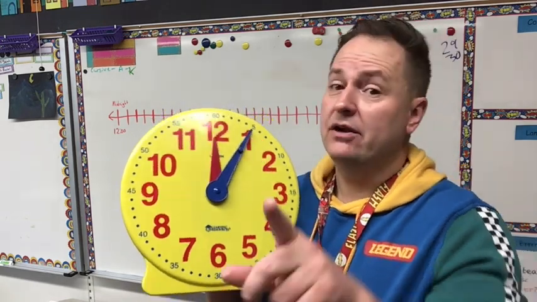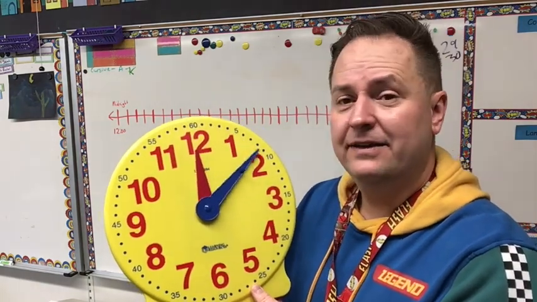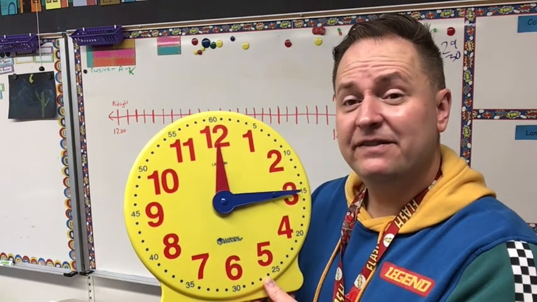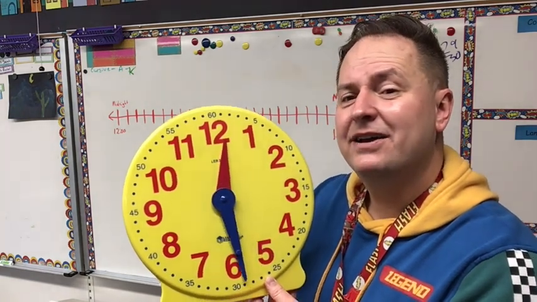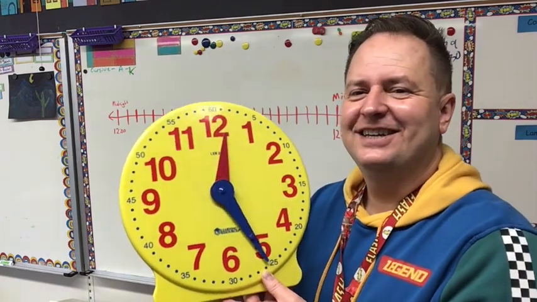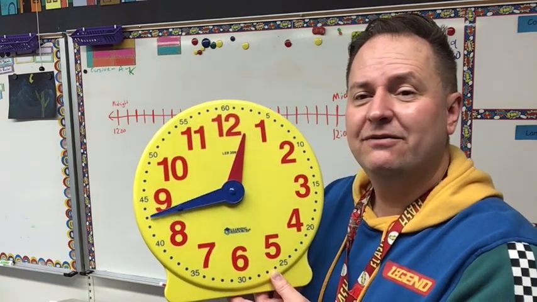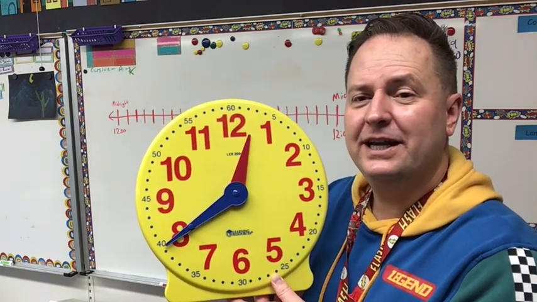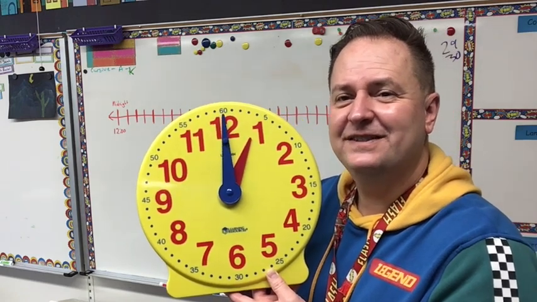5. Oh, I didn't hear all of you. Let's try that again. We'll go back. All right, everybody together. 5, 10, 15, 20, 25, 30, 35, 40, 45, 50, 55, 60.